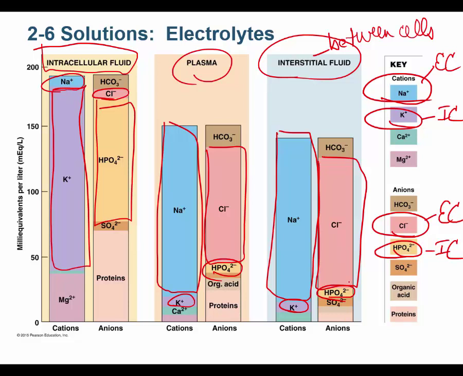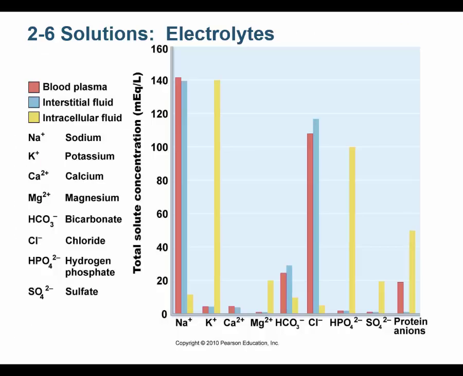And you need to memorize that sodium is a major extracellular cation. Potassium is a major intracellular cation. Chloride is a major extracellular anion, and phosphate is a major intracellular anion. If you memorize that now, it'll come back and pay you dividends in the future. We will come back to that concept.